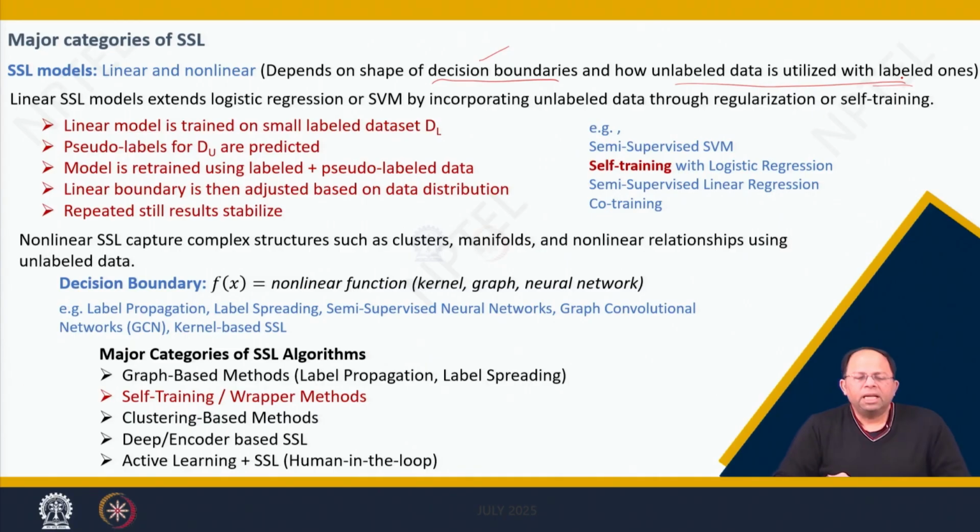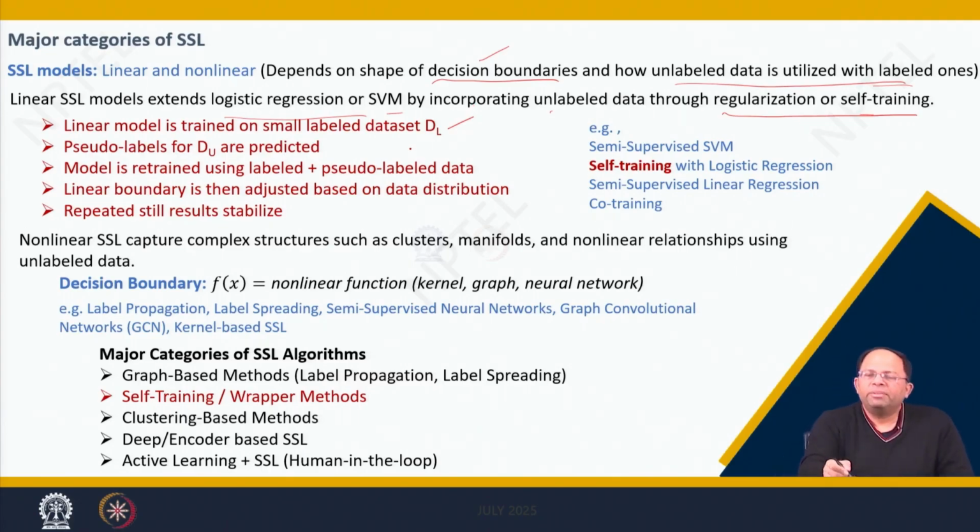Linear SSL models can extend logistic regression or SVM, both of which we have learned. This is done by incorporating unlabeled data through regularization or something known as self-training. First we train the linear model, either an SVM or a logistic model, whichever linear model you take, on the small labeled data set DL. Whichever data is labeled, we train on that. Sometimes we also do a train-test split there as well.